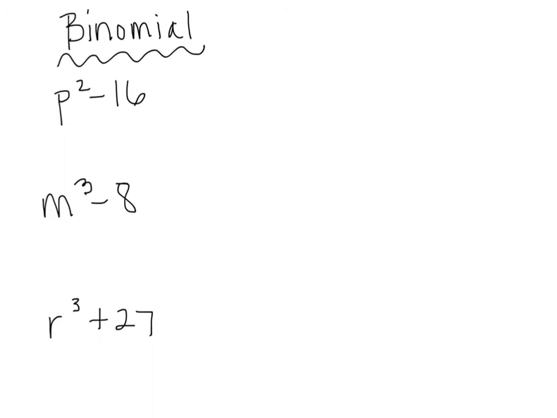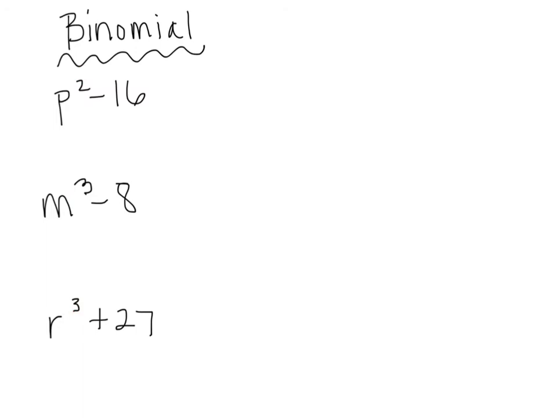Okay, let's look at factoring your binomials. So there's actually 3 different ways that you can factor binomials: difference of squares, difference of cubes, and sum of cubes. How can you tell which is which? Well, the first thing you need to look at is what you're given here. So if it's difference of squares, you better have a square. If it's difference or sum of cubes, you better have a cube.